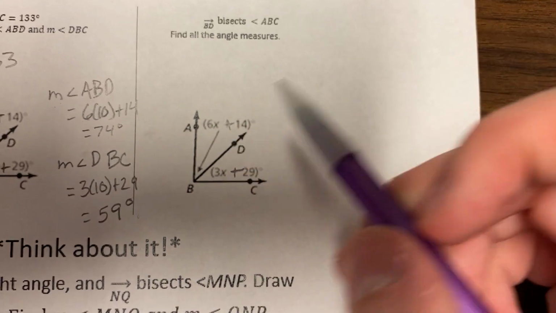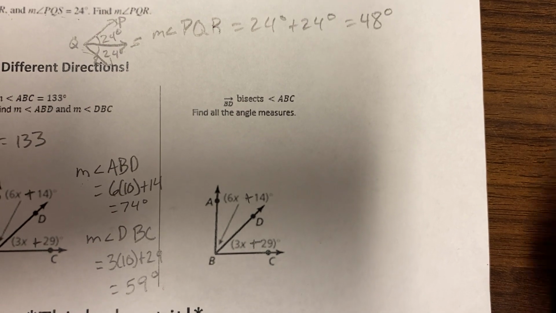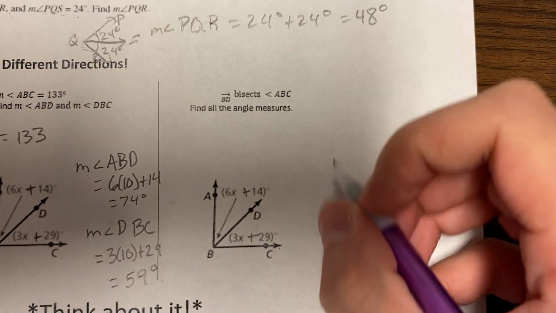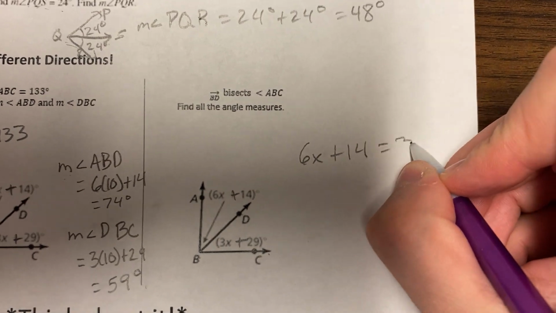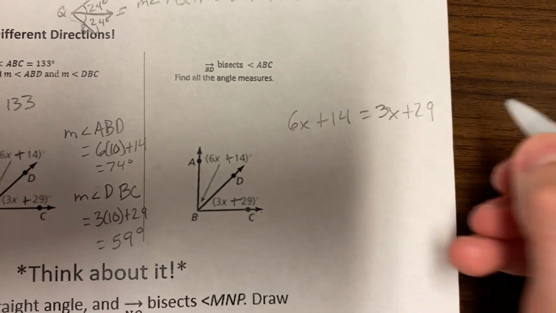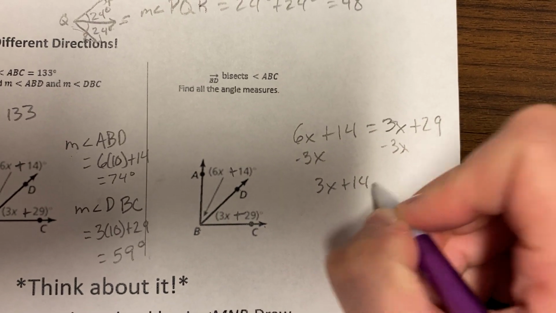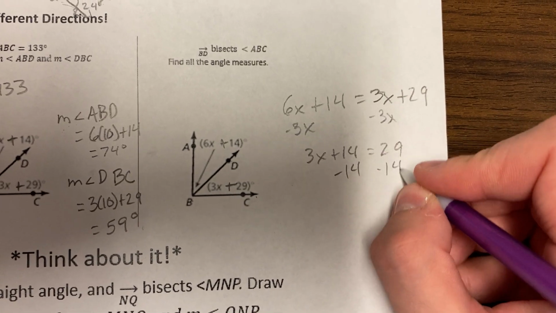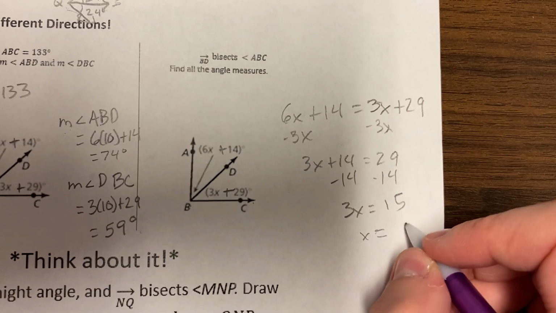Second problem is asking for finding all the angle measurements. So it says it just bisects, so that's all we're given, okay? But that means that these two portions, ABD and DBC, are equal. So we'll set them equal to each other. All right, and then from there we just solve the equation. Subtract 14. 3x is equal to 15. X is equal to 5.